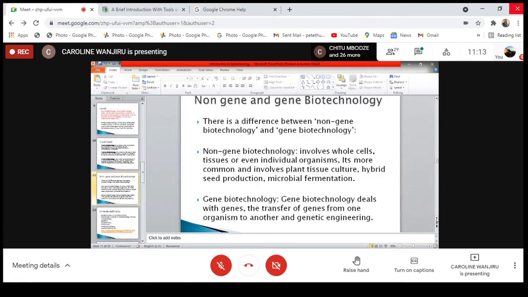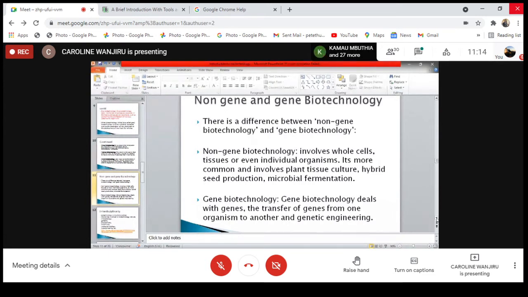Hybrid seed production, which you've had for so long, has nothing to do with genes. So nobody should tell you that that's GMO. Hybrid seed production is not GMO. And of course, you've got the very basics, microbial fermentation. Again, that has nothing to do with genes. It is all non-gene biotechnology, okay? So it's good to have that distinguishing feature in your mind, so that you don't get mixed up.